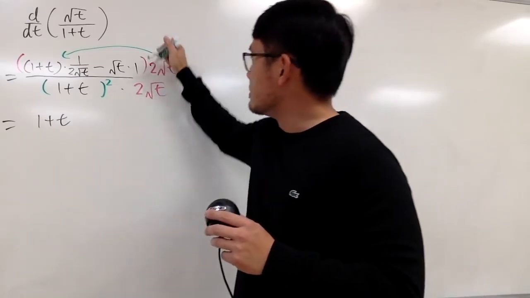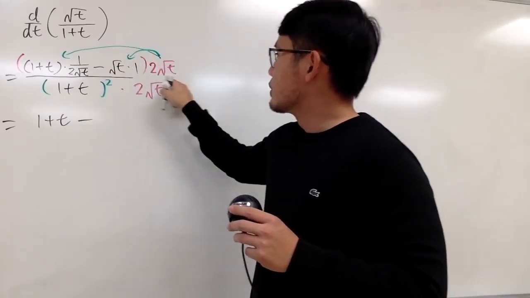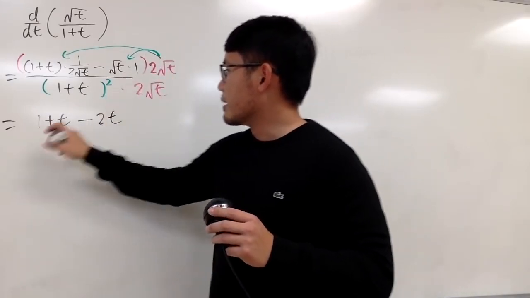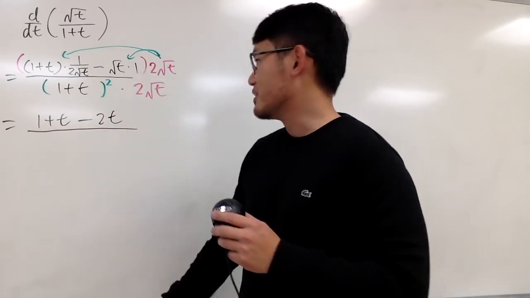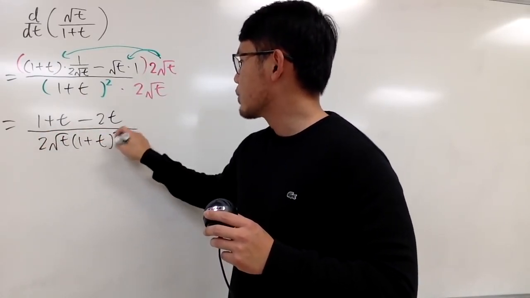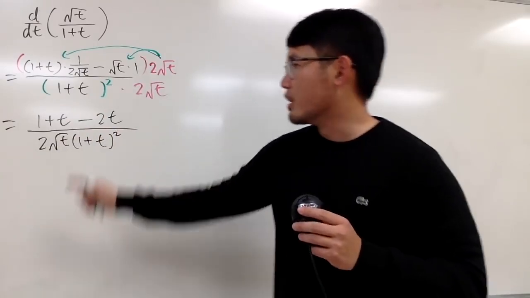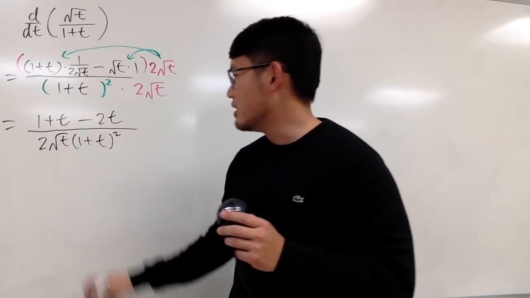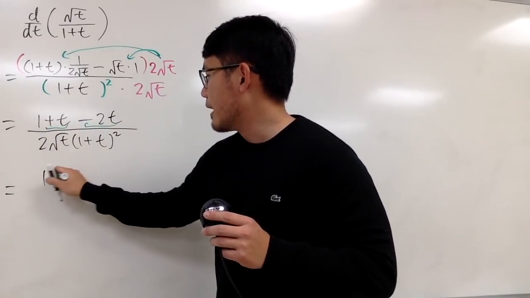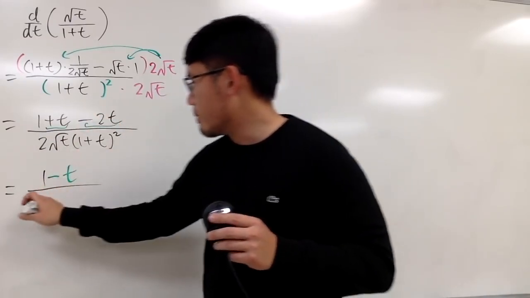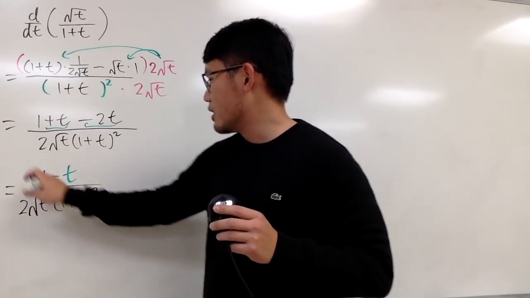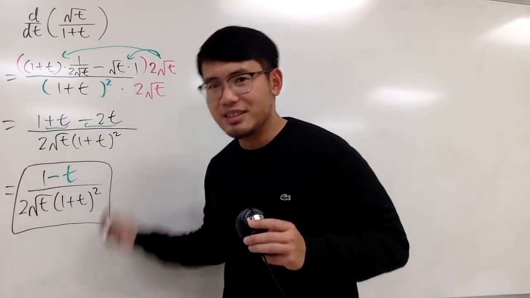And then when you do this times that, this is a minus, and square root of t times square root of t is just t. 2 times 1 is, of course, 2, so we have 2t. And then on the bottom, let me just keep it as it is. So write it as 2 square root of t times 1 plus t squared. And then on the top, we can just do t minus 2t, and that's just a negative t. So in the end, we have 1 minus t over the bottom again, 2 square root of t times 1 plus t squared. And then you can be happy because you got this right.